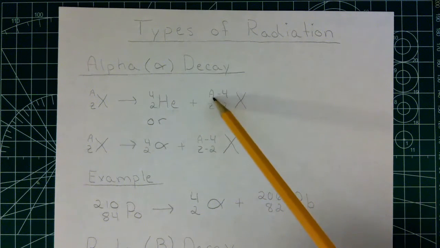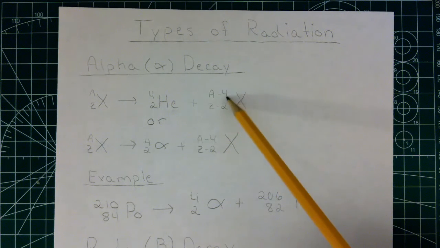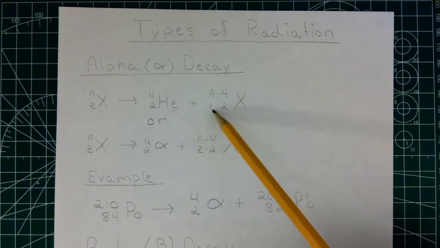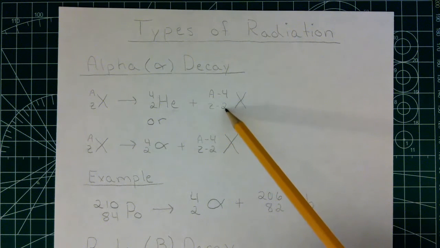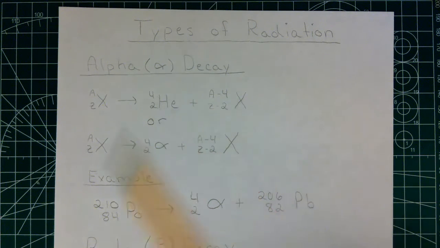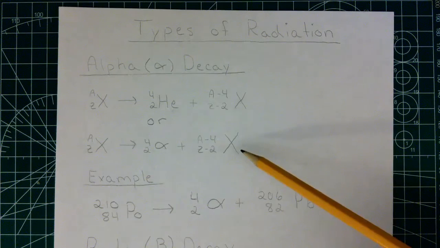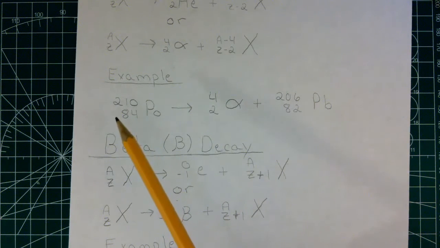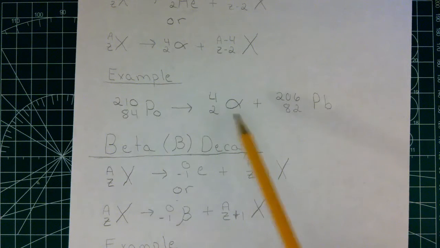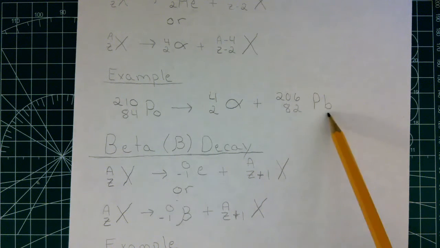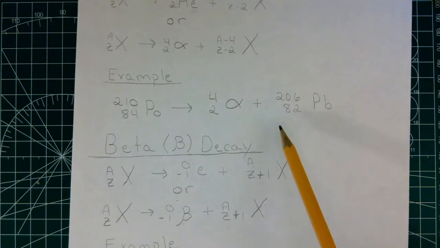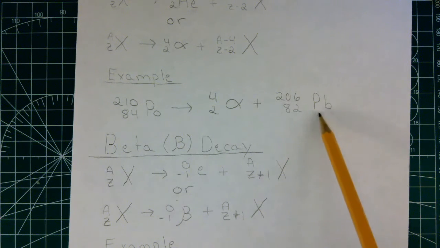And once it emits that, it's going to have a mass number that is 4 less because it removed 4 mass units by emitting that alpha particle. And its Z number, the atomic number, is going to be reduced by 2. And again, we can write it in one of these two forms. We can look at an example down here where we have polonium-210. It emits an alpha particle, and what's left over is going to be a nuclide with an atomic number of 82, 2 less, which corresponds to lead, and a mass number of 206.